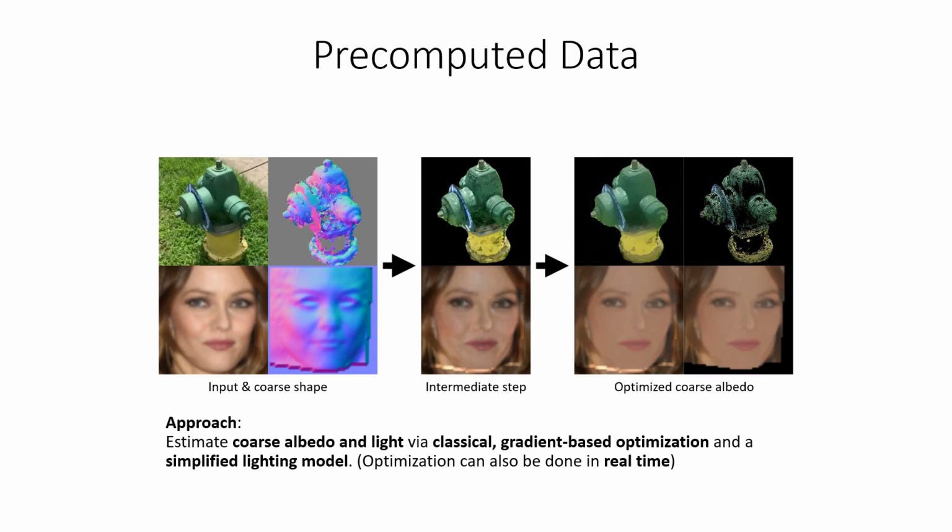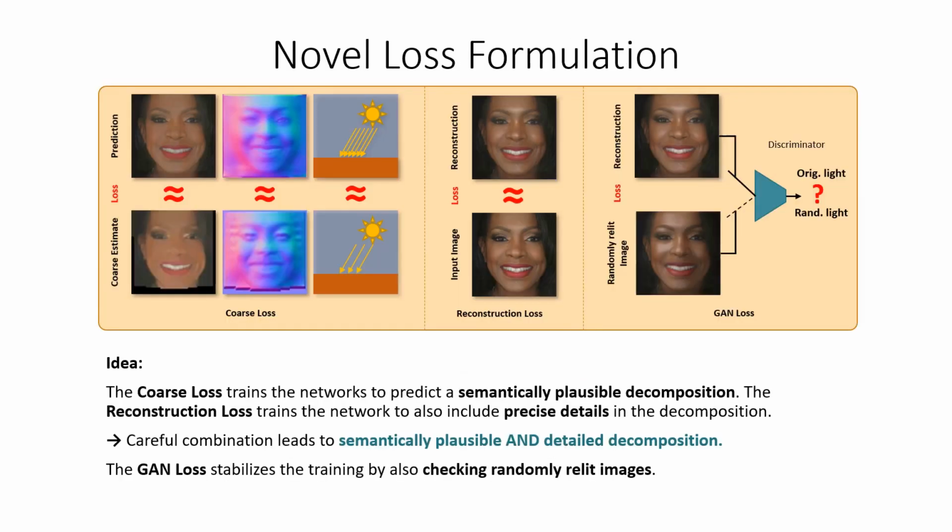Before training can begin, we use the coarse shape estimates to further obtain a coarse albedo and light estimate. Here we employ a simplified lighting model and optimize in a classical gradient-based way. Our novel weakly supervised loss formulation is made up of three components. The coarse loss is directly applied onto the predicted decomposition. This loss trains the network to predict a semantically plausible decomposition. A reconstruction loss between the input image and the reconstructed image trains the network to capture fine details and to encode them into the decomposition. By carefully combining those two loss components, we can achieve a semantically plausible decomposition that also contains all the details.